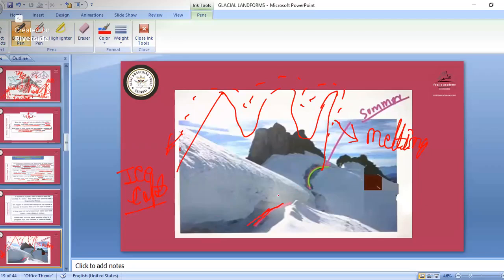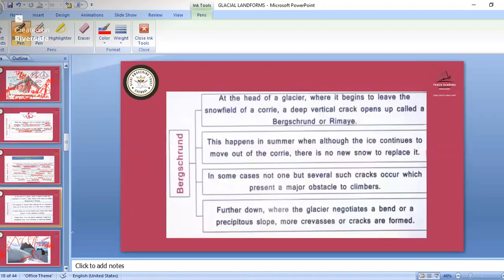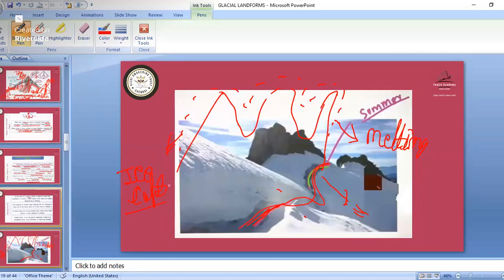You all can see here in this particular part, this part is sliding down. Where the broken parts are, it takes a shape. And this particular shape is what? Bergstrand. So at the head of a glacier, during the summertime, there will be no forming of the ice caps again. So these places will not be filled up. So there we have the formation of Bergstrand.